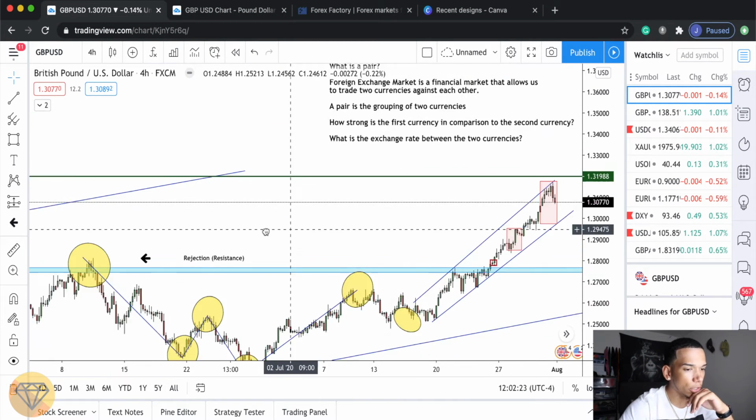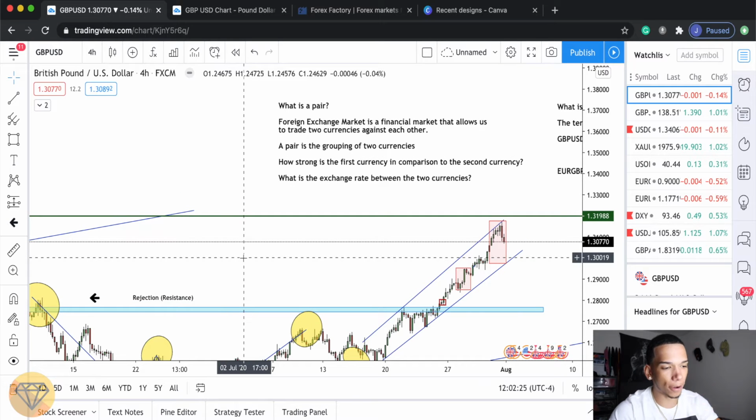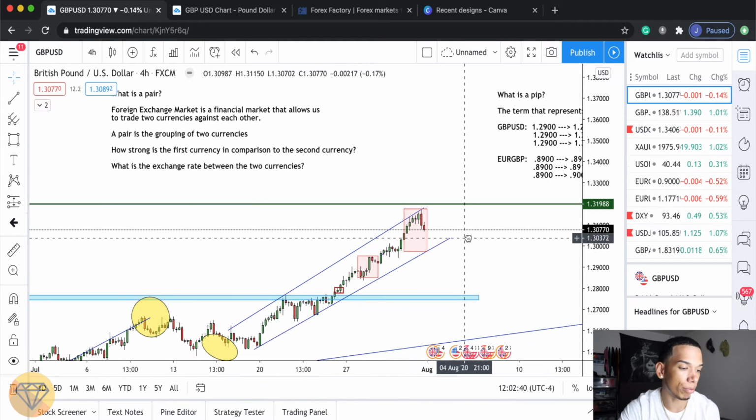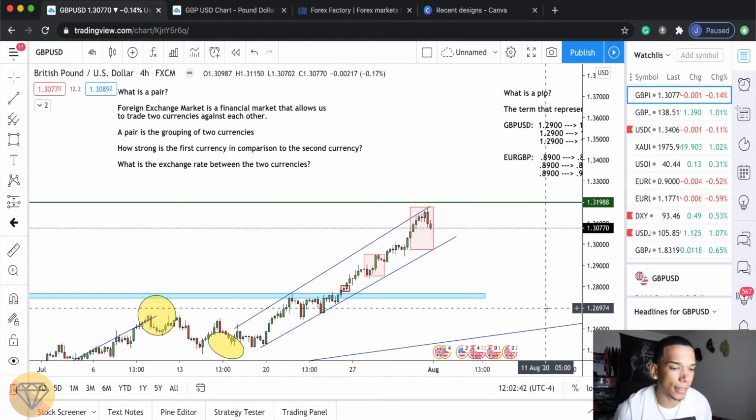All right. So, how strong is the first currency in comparison to the second currency? That is what we're looking at when we're looking at a pair, as well as another way to look at pairs, which is basically the exchange rate between the two currencies. Okay, so let's take current price at the present into consideration. Current price is right now at 1.307770, right? So that essentially means that for every pound that I have and that I exchange for US dollars, I will get $1.30, right?